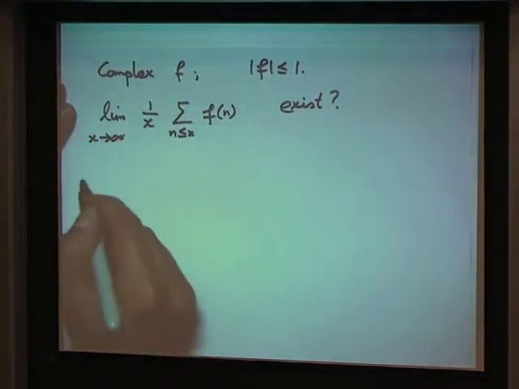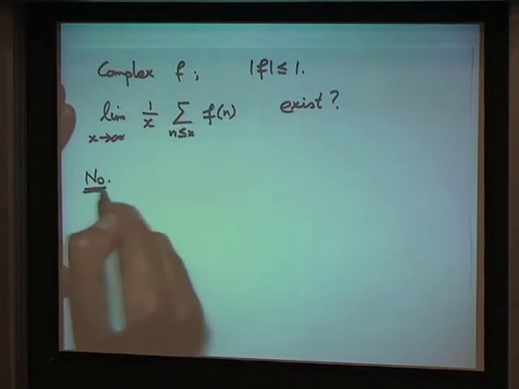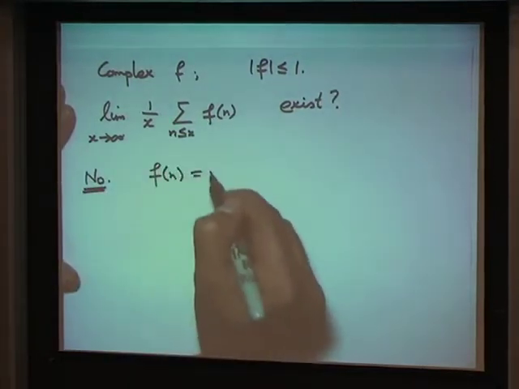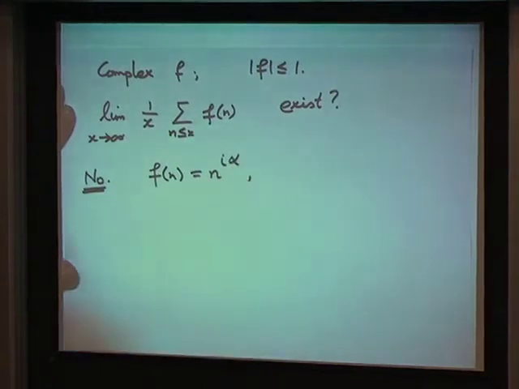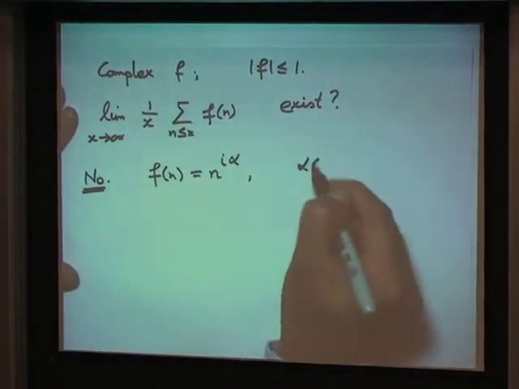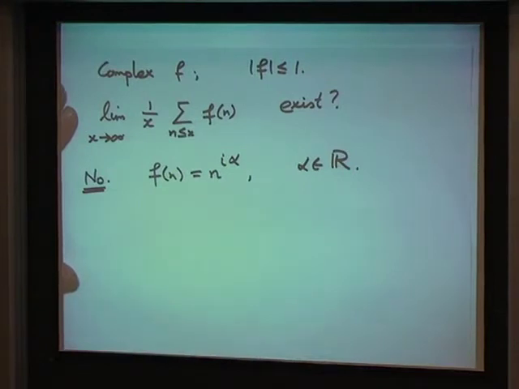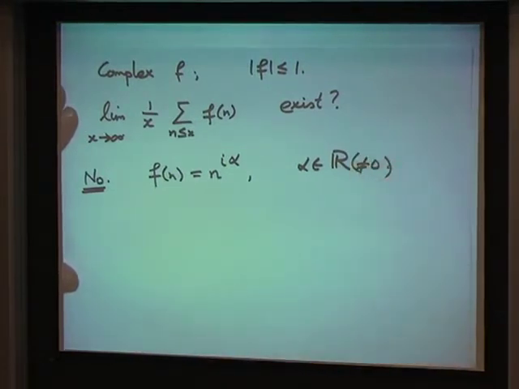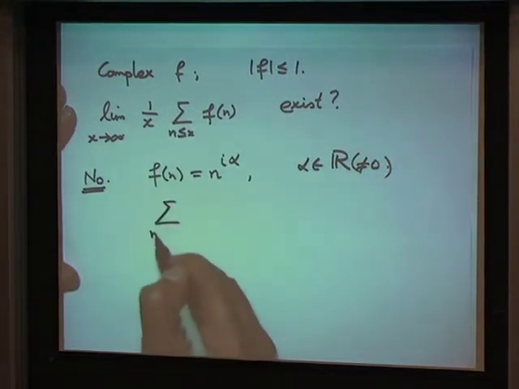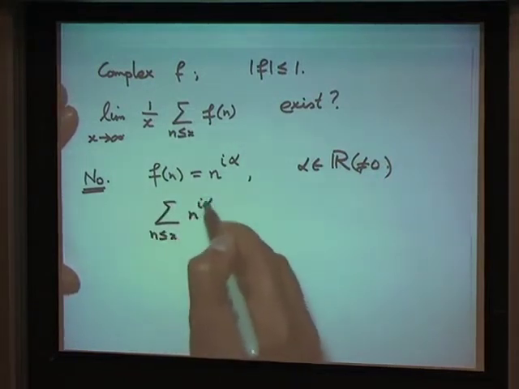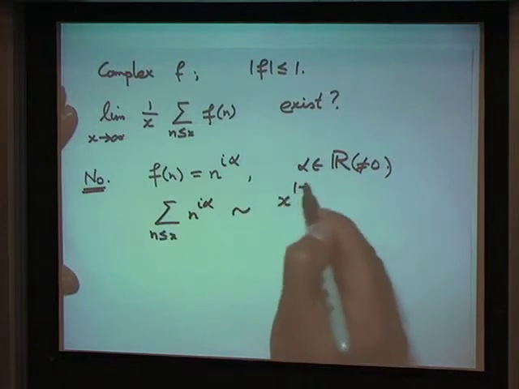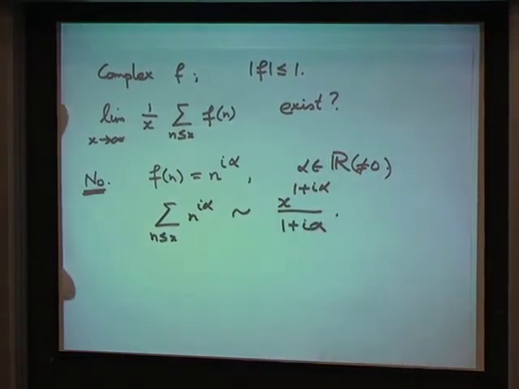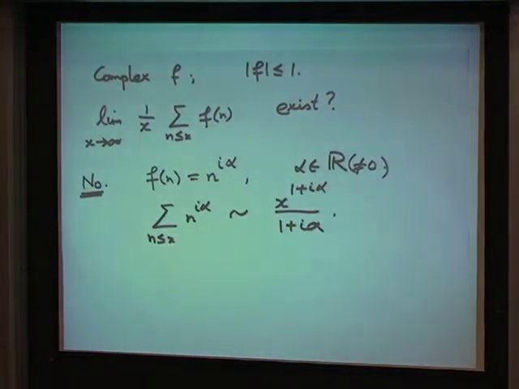Now here you can see that the answer is no, and you have a very simple example. You can take f(n) to be n to the i alpha, which is certainly nice and multiplicative, for some real number alpha, not equal to 0. And then, of course, we can work out what the sum n up to x, n to the i alpha looks like. That's basically x to the 1 plus i alpha over 1 plus i alpha. And so the limit doesn't exist, it's going to just oscillate.